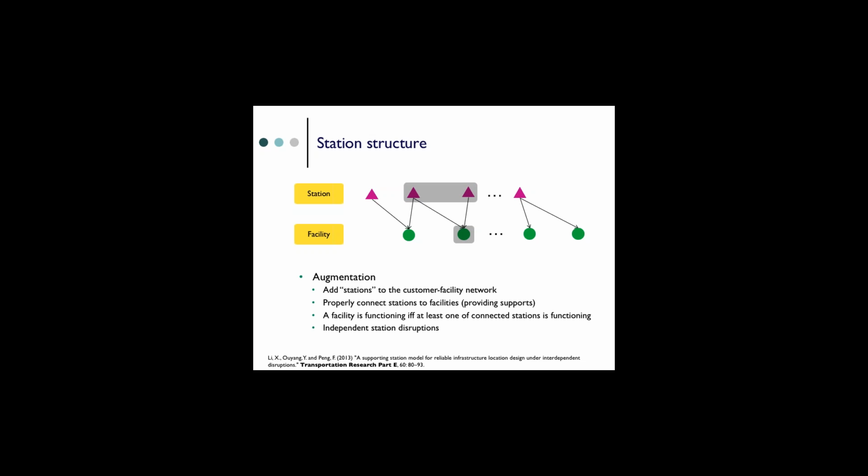Moreover, we assume that the station disruptions are independent. So the basic idea of this representation is to use the independent station disruptions to capture the correlated facility disruptions. Then we can focus on the station layer and model with independent disruptions, which has been studied intensively.